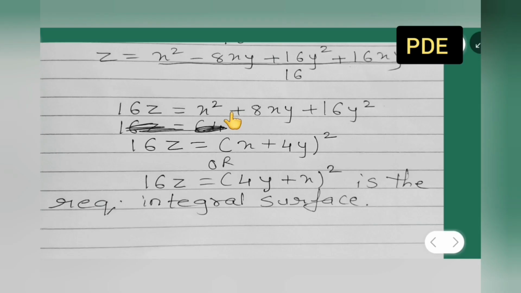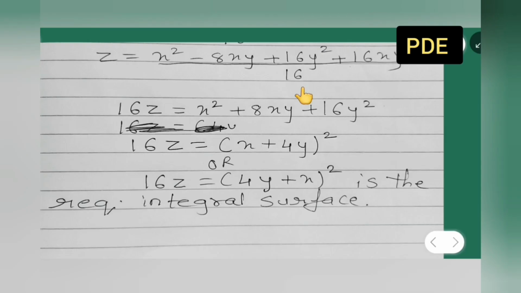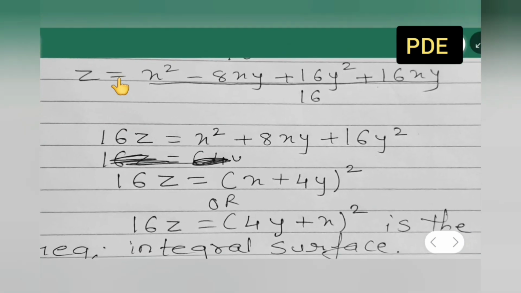So I'll turn the page and write down over here. So z is equal to x square, 16 term. This 16 term I will take to the other side. So it will become 16z, okay. So it will become 16z is equal to x square plus 8xy, because minus 8xy plus 16xy is nothing but plus 8xy, plus 16y square, okay. This 16 I have taken over here. So 16z is equal to what is left? (x - 4y) the whole square.